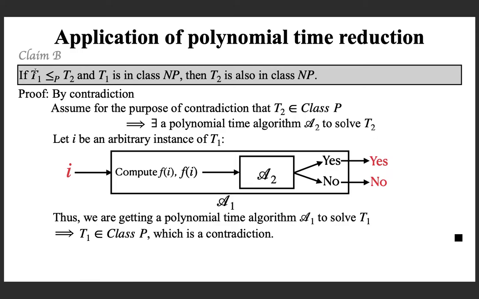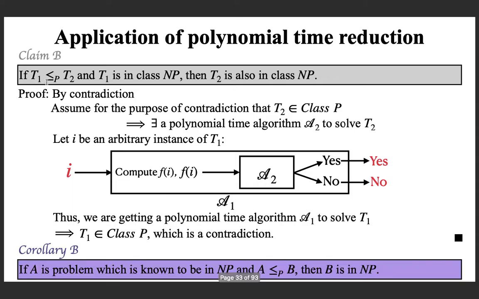Thus we have seen two applications for polynomial time reduction. The first one is to prove that certain problems are in class P, and the second application is to prove that a problem is in class NP. It depends on whether you know the RHS problem is in class P or the LHS problem is in class NP. And here the corollary is that if you can reduce a problem A in polynomial time to a problem B, and if you know that A is in NP, then B must be in NP.